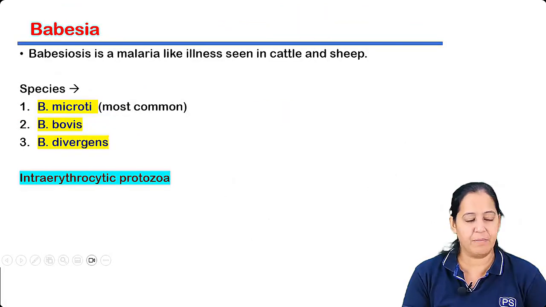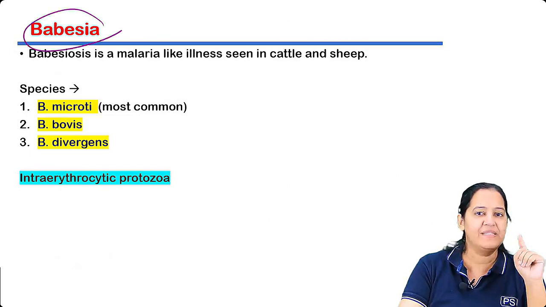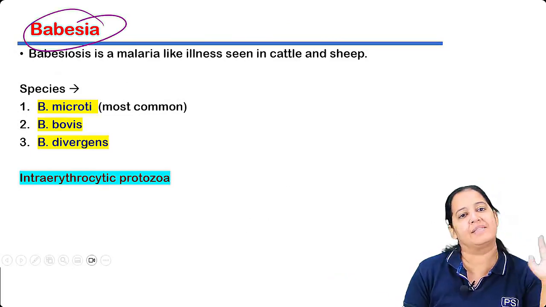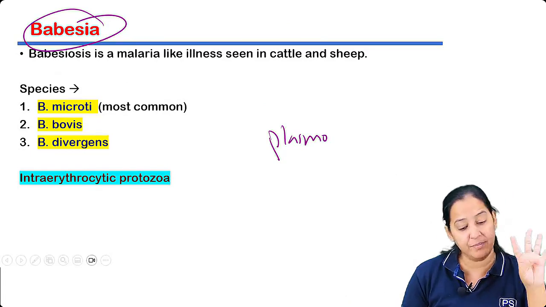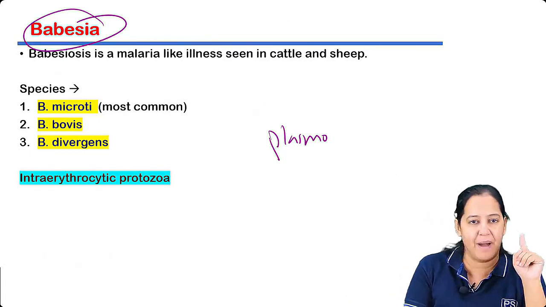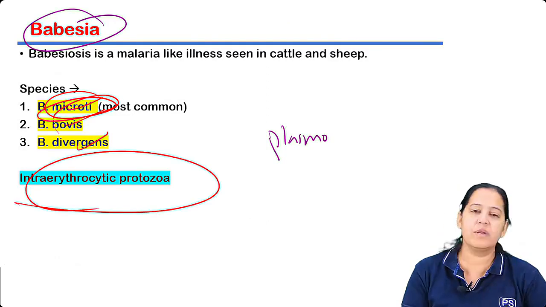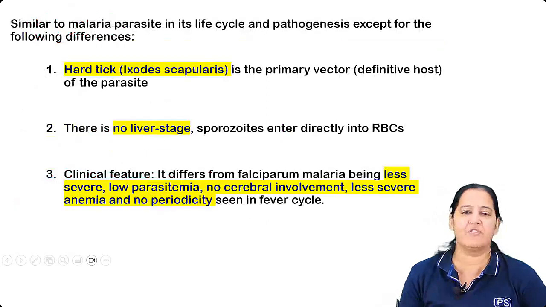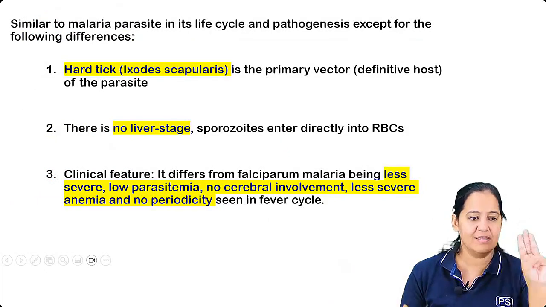We are done with Plasmodium. Babesia वहीं पे लिख लो. Hardly 2-3 lines है. Babesia is exactly the same as Plasmodium. There are 4 types of Plasmodium, there are 3 types of Babesia: Babesia microti, bovis, and divergens. Most important is microti. It is also inside the RBC. It is the same as Plasmodium. Just learn 3 differences.